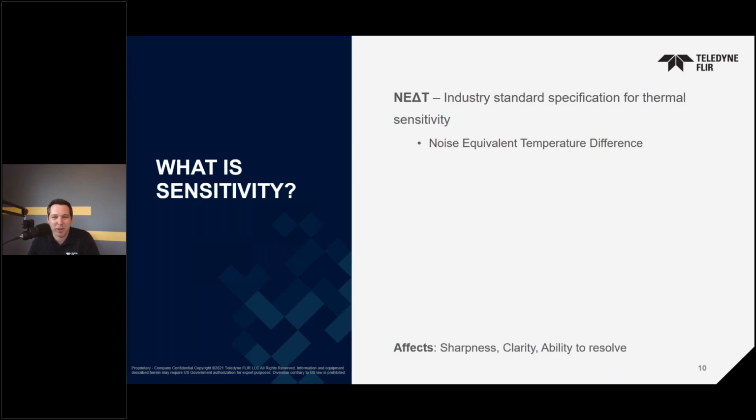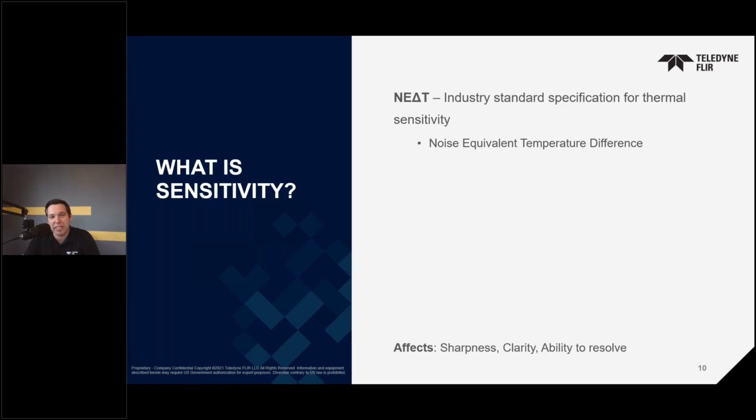Thermal sensitivity is what we're discussing today, also called NEDT or noise equivalent temperature difference. This is a key figure of merit used to qualify thermal cameras. Unfortunately, NEDT is commonly confused with aspects like accuracy and minimum resolvable temperature difference, but those aren't correct.